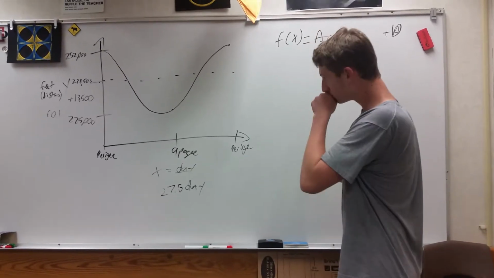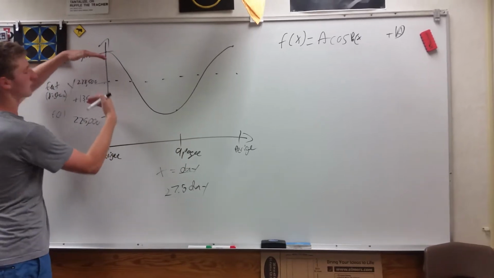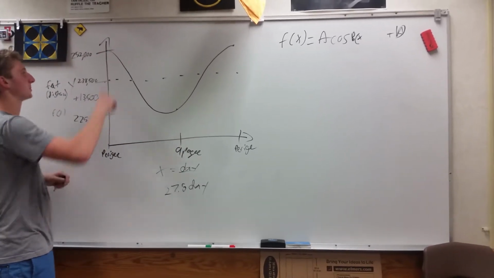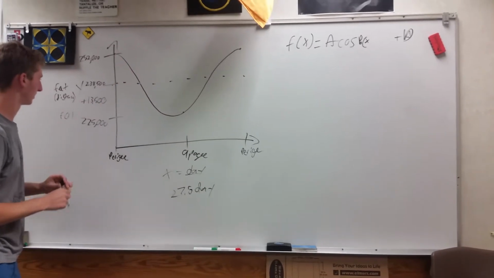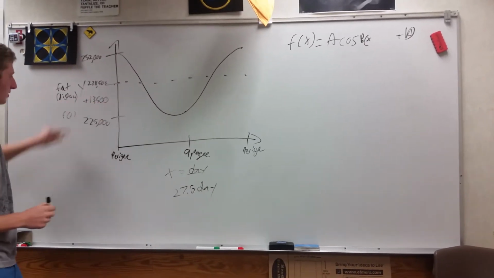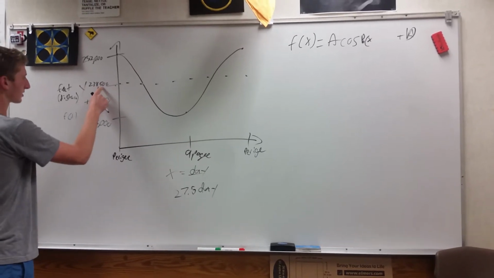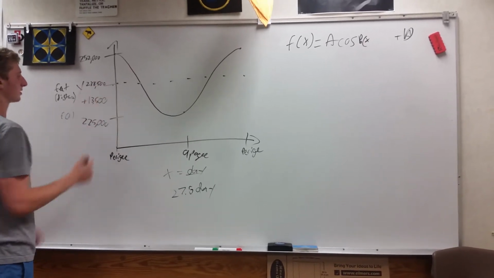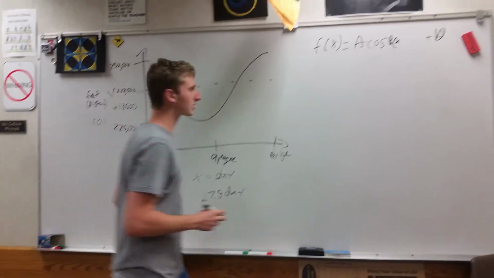A is the amplitude. So it's this distance, but it's divided by 2. So it's basically the distance from the midline to the top or the midline to the bottom. As I said earlier, that's 13,500, because when you subtract these two, you get this. When you subtract this number from this, you know the distance between them is that much. So that's going to be A.